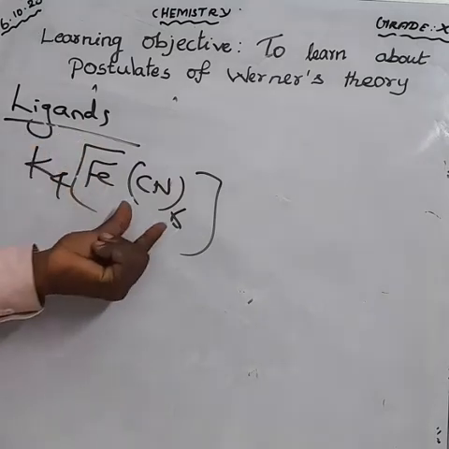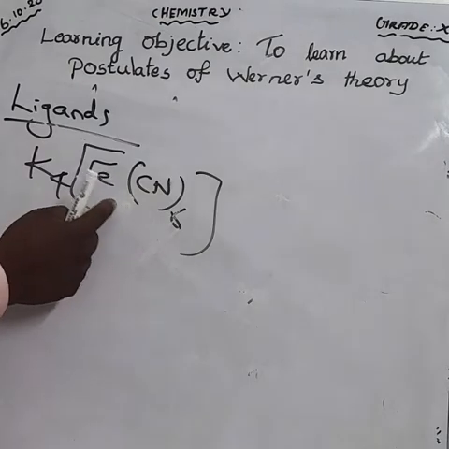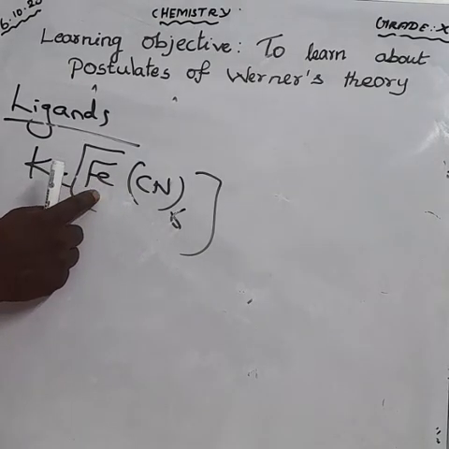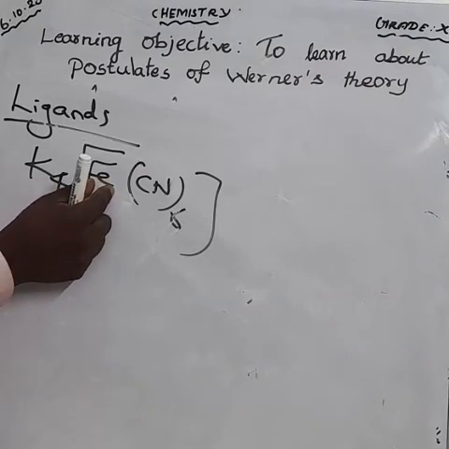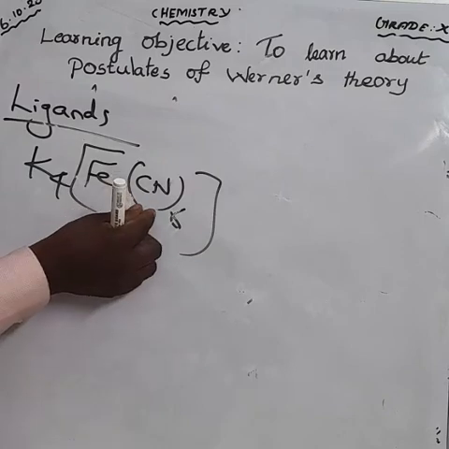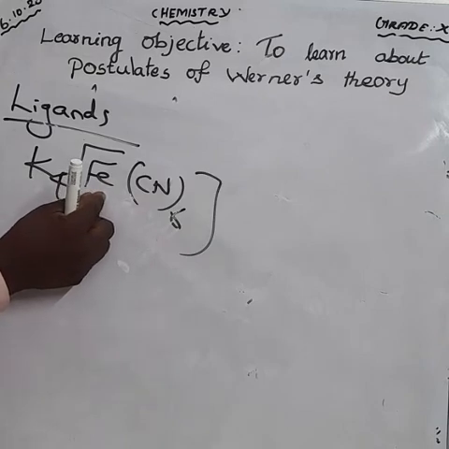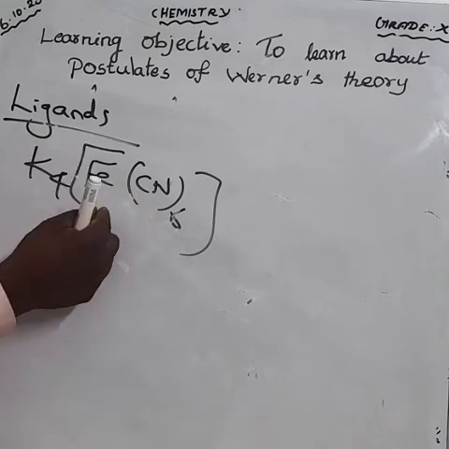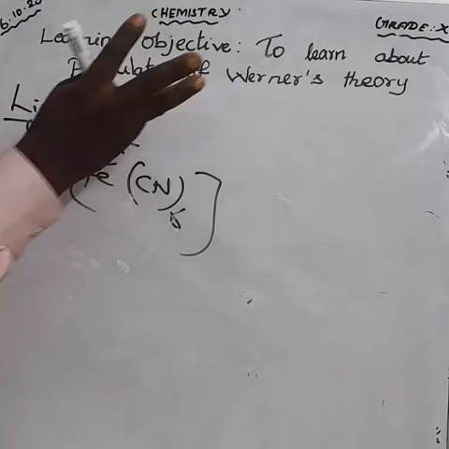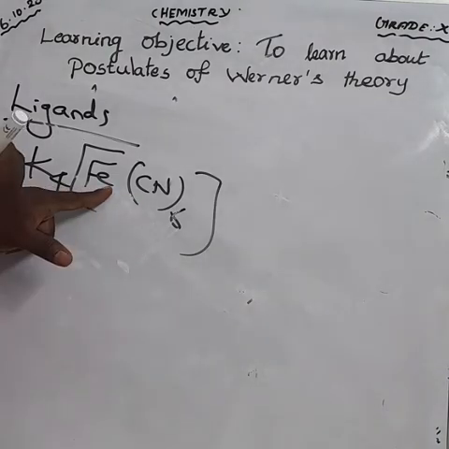What is a ligand? A ligand may be an atom or a group of atoms bound to the central metal ion or atom. It will be attached to the central metal ion. The atom of the ligand that is bound directly to the central metal ion is known as the donor atom. Okay, clear?